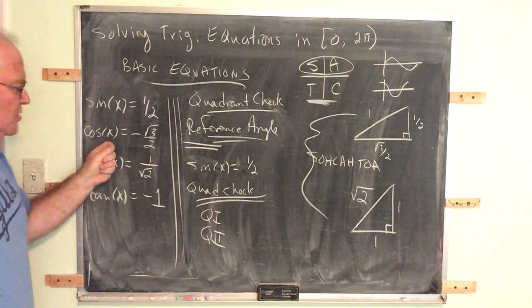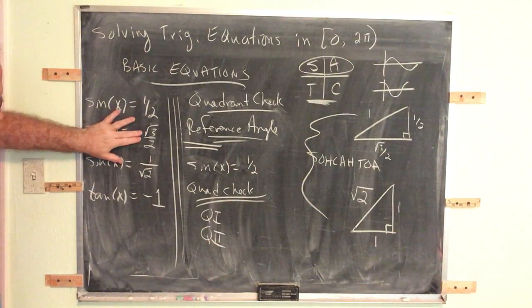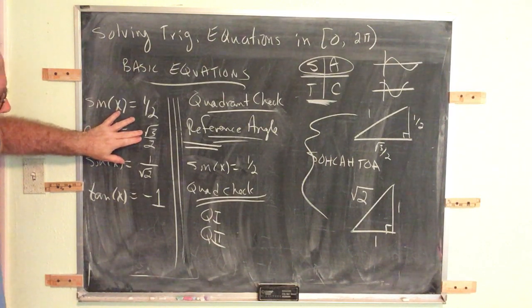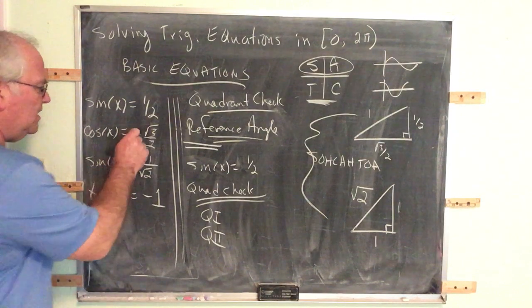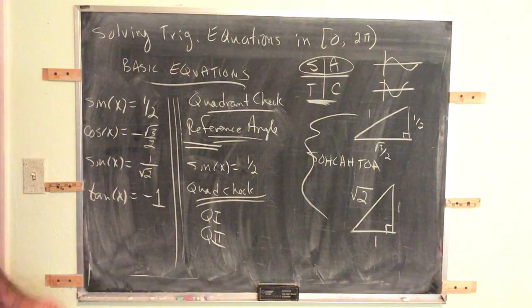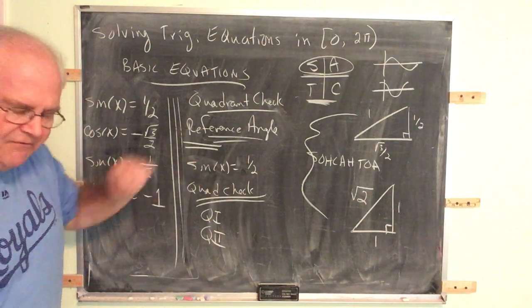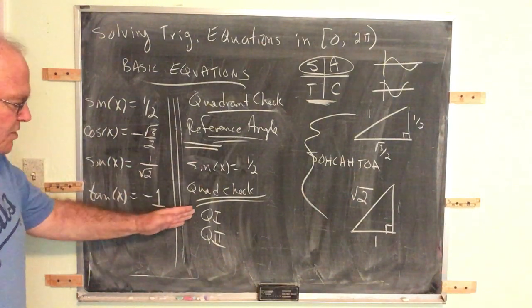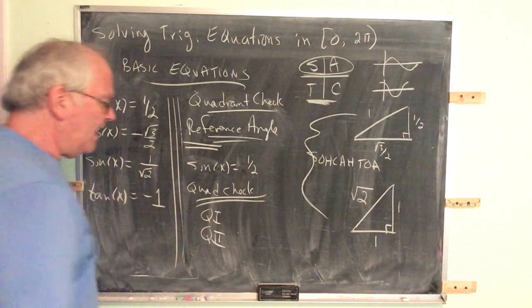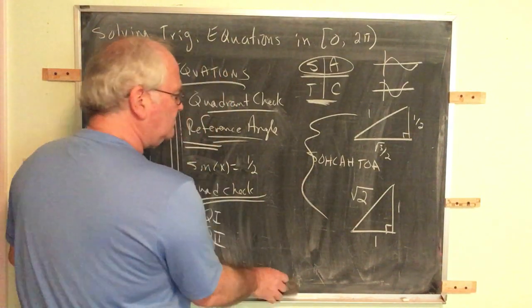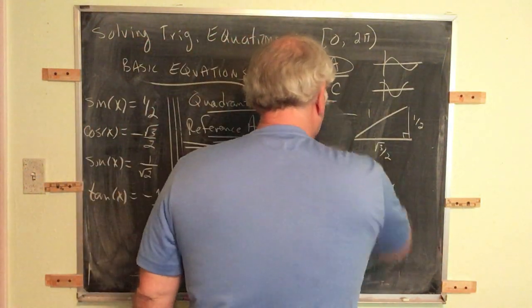Once you've done the quadrant check, you may now ignore this negative sign. It has done its part for king and country. This little negative sign goes off into the country to retire. So once you do the quadrant check, you ignore the signum. You're working only with the numeric value itself. Quadrant check, quadrant 1, quadrant 2. Next is reference angle. I'm going to run out of space here.